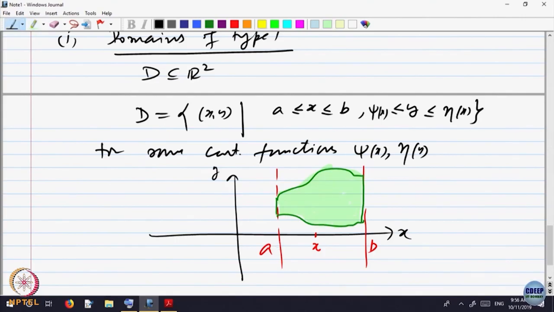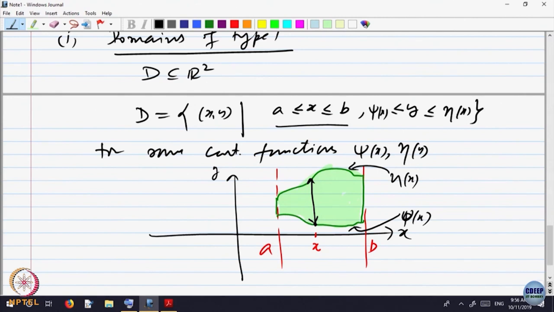So, it is bounded by x between A and B, right? And for every x between A and B, where does the y variable go? It starts here and goes up to, so this is the y coordinate to be inside the domain, right? So, the top one is a function of eta x. So, this top is eta x and the bottom one is psi of x.